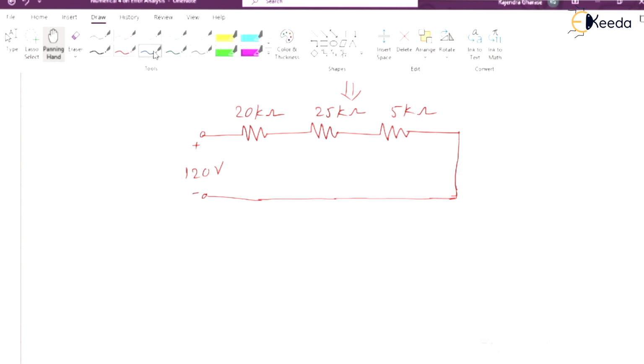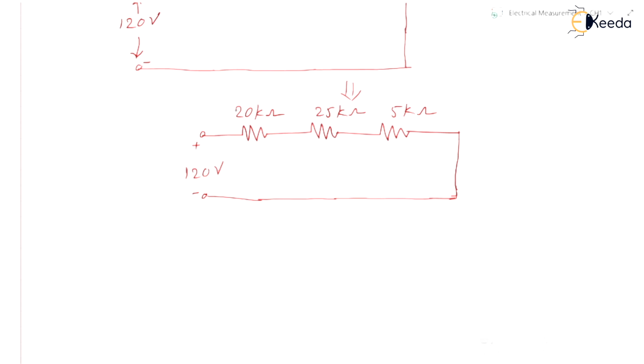Okay, so how to find the reading of each voltmeter? The voltage across this 20 kilo ohm is nothing but the reading of the first voltmeter. Let us consider it as VA. Reading of second voltmeter is the voltage across 25 kilo ohm, and voltage across third voltmeter is the voltage across 5 kilo ohm. Okay, so how to find the VA, VB, VC? Yes, first of all, can we find the current in the circuit?